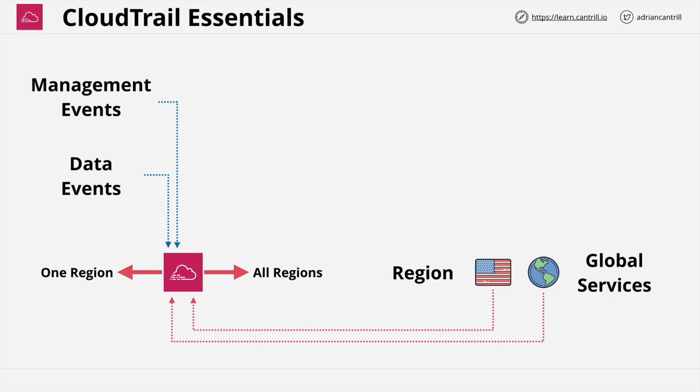So this trail is now listening to everything that's occurring in the account, if it's an all-region trail, and it's got global services event logging turned on as well. It's listening to everything that's happening in the account.